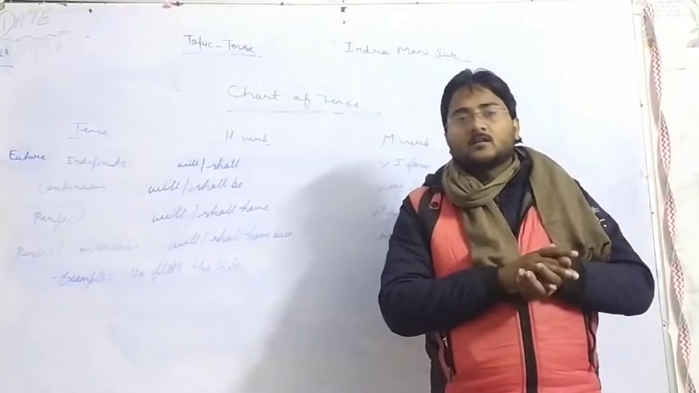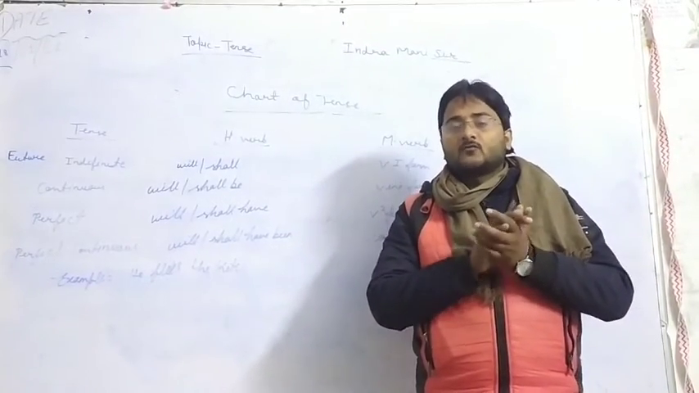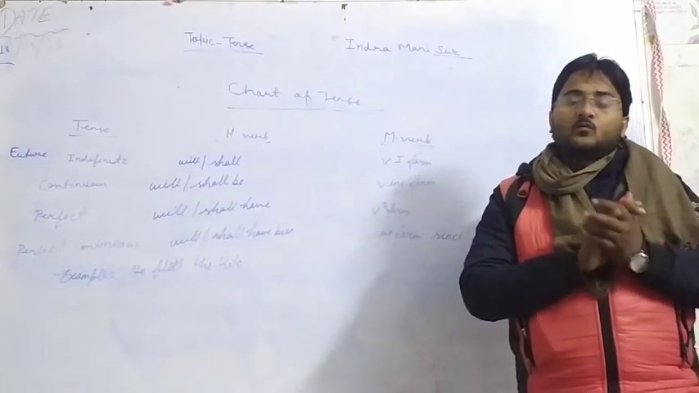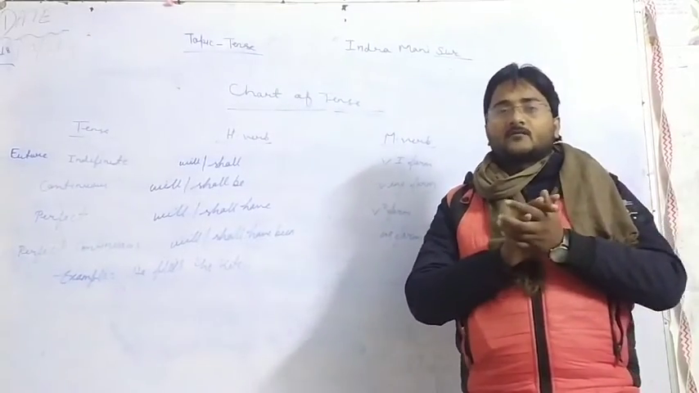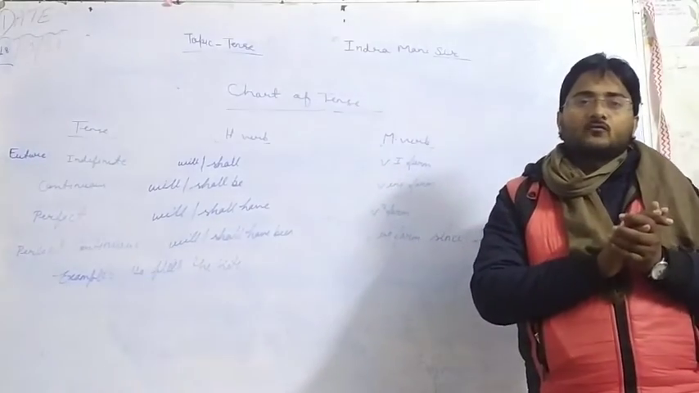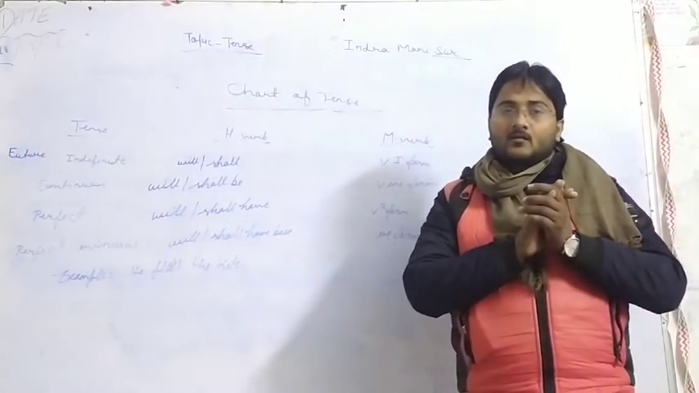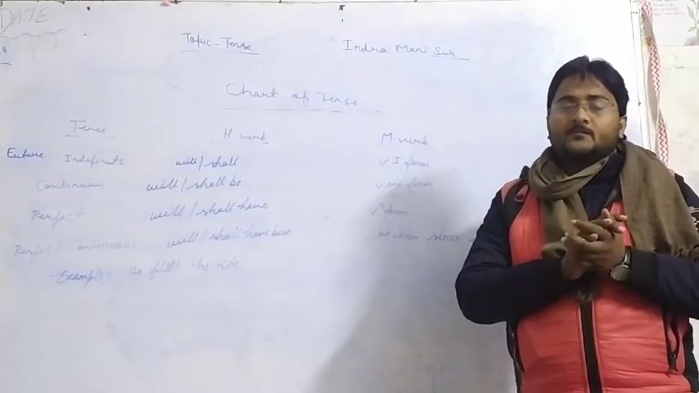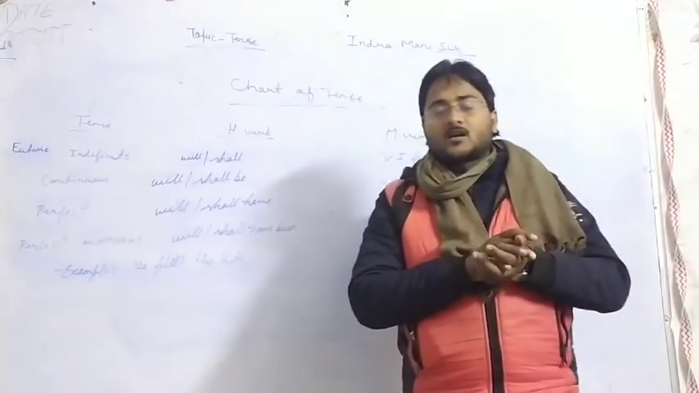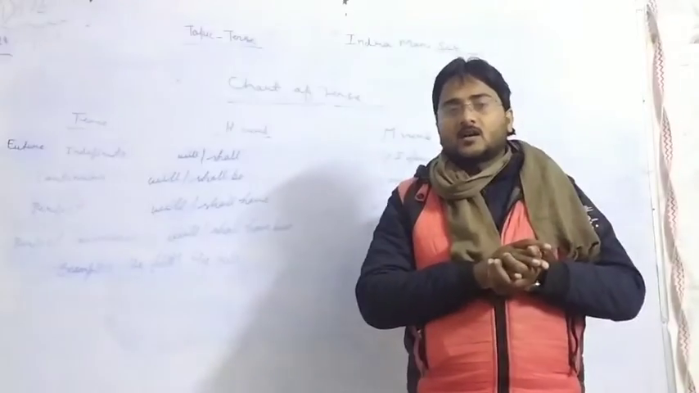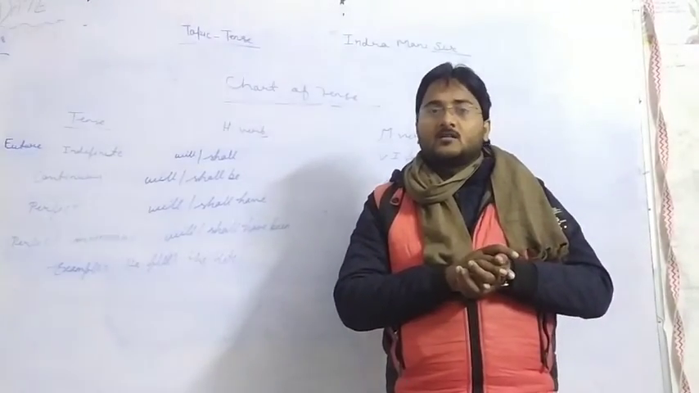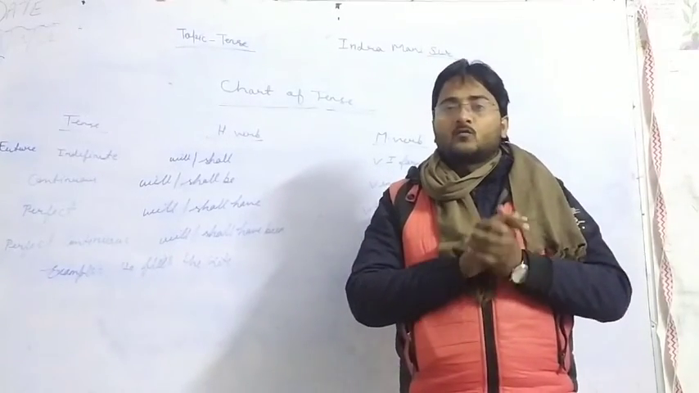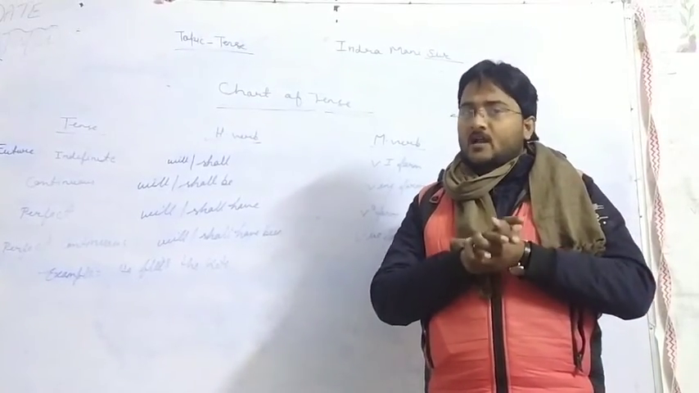And in past perfect tense: he had flown the kite, he had not flown the kite. Had he flown the kite? Why had he flown the kite? Had he not flown the kite? Why had he not flown the kite? And in past perfect continuous tense, we speak: he had been flying the kite, he had not been flying the kite. Had he been flying the kite? Why had he been flying the kite? Had he not been flying the kite? Why had he not been flying the kite?